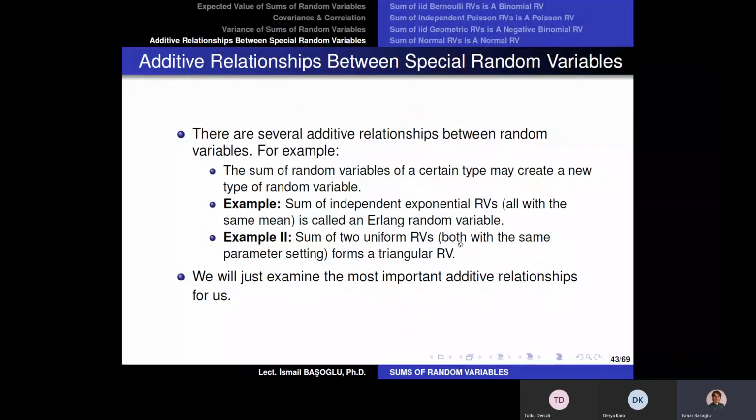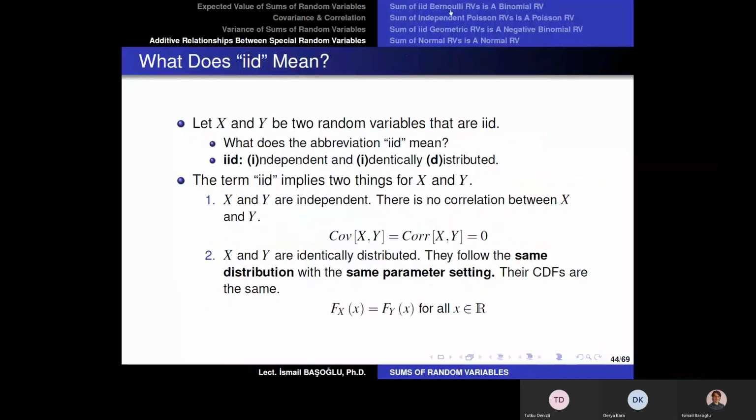So among the random variables that we have learned, we are going to cover each one of them. For example, we know that the sum of independent and identically distributed random variables is a binomial random variable. Okay, we are going to cover that, but first, let us understand what IID means. So in the textbook, in Ross's book, maybe you are going to see this abbreviation many, many times, IID. IID means independent and identically distributed.